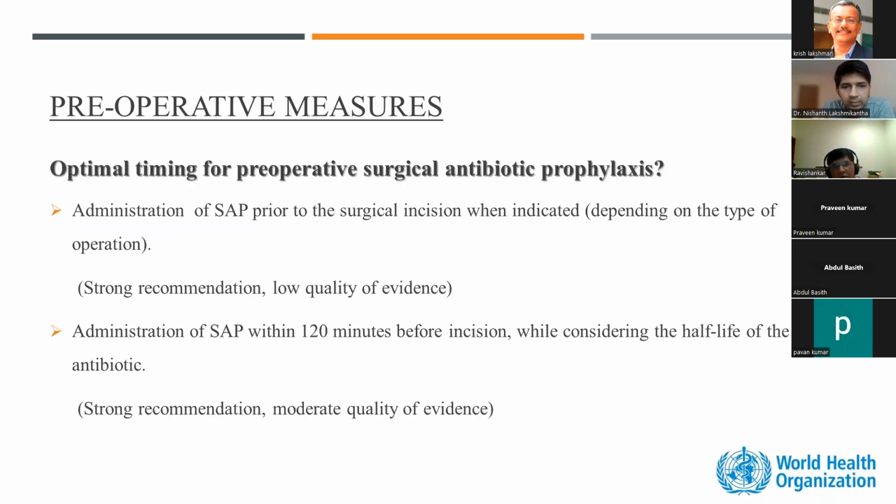What is the optimal timing for preoperative surgical antibiotic prophylaxis? It depends on the type of operation, and it should be given within 120 minutes before the incision, considering the half-life of the antibiotic. Okay, one second. Just stop, Praveen, before you go to the next slide. Yes, sir. Vinod, can you tell me the principles of giving surgical prophylactic antibiotics? First, what is the choice of antibiotic you want to give?